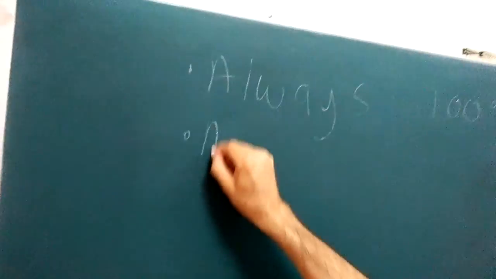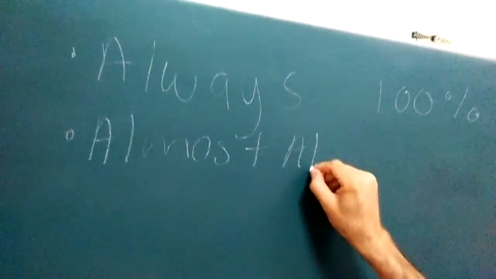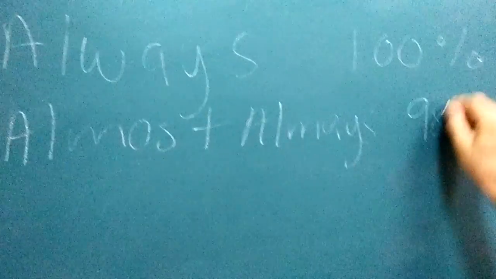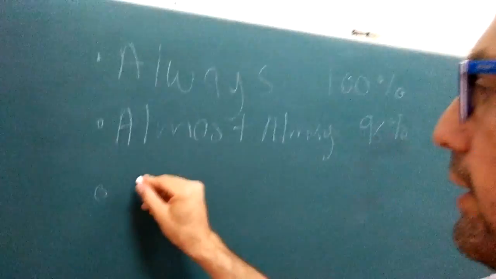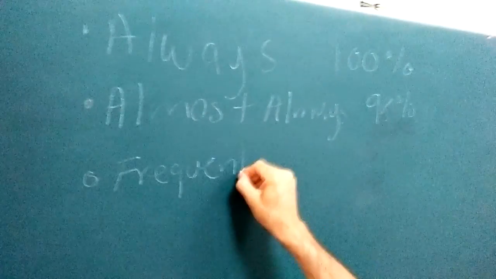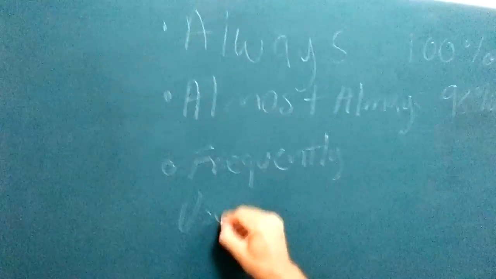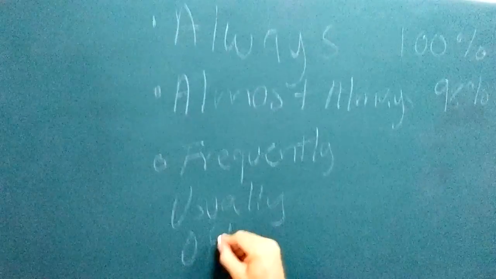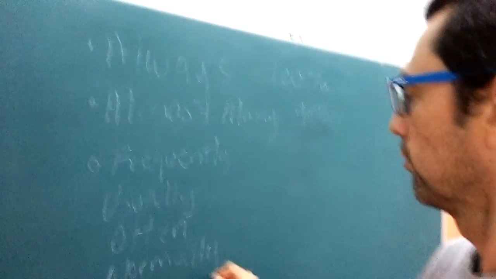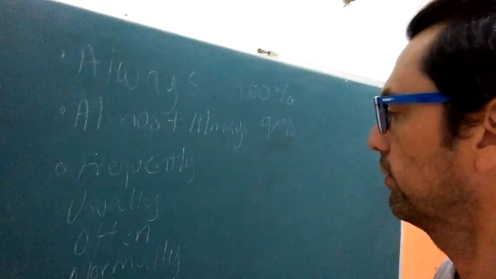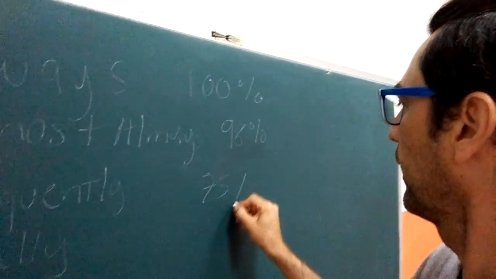We have always, that means always is 100% of frequency. Okay? Now we have almost always. Almost always is about 98% of frequency. And then we have, after always and almost always, we can say frequently or usually, often, normally, okay, normally, and frequently, usually, often, normally, they mean 75-80% of frequency.